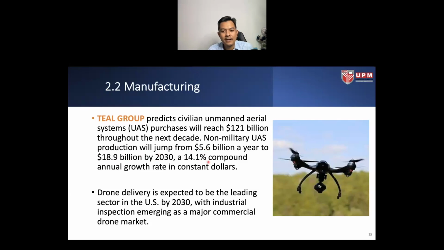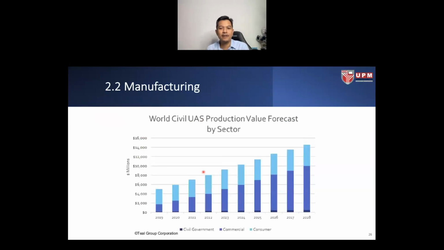All right, a 14.1% CAGR in constant dollars. So drone delivery is expected to be the leading sector in the US by 2030, right? With industrial inspection emerging as a major commercial drone market. All right, so this is just another way of showing the data.